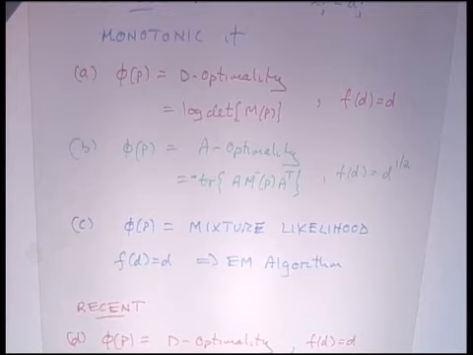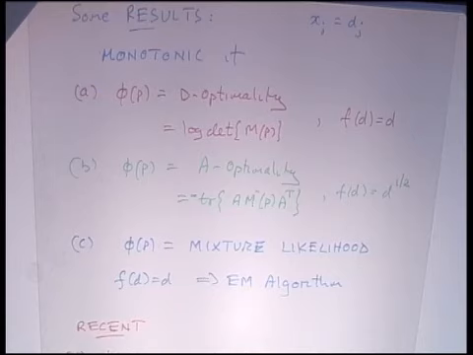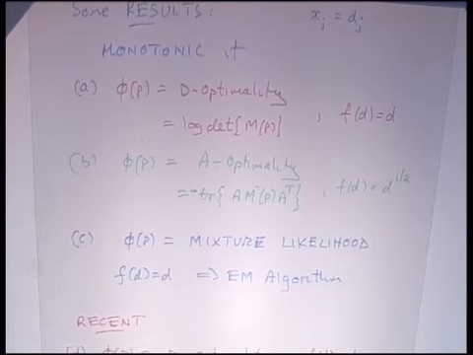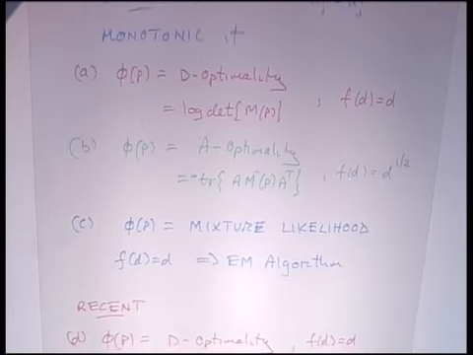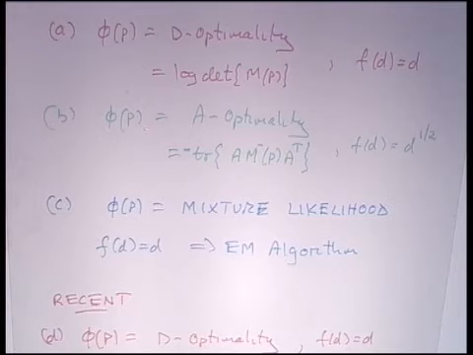Some results that have been established for this algorithm. If the criterion is a D-optimal one, and we take the function f to be the identity function with argument d, then that is a monotonic iteration. Mike Titterington proved this back in the 70s. If the criterion was A-optimality, then take f to be d to the half, and then you have another monotonic iteration.